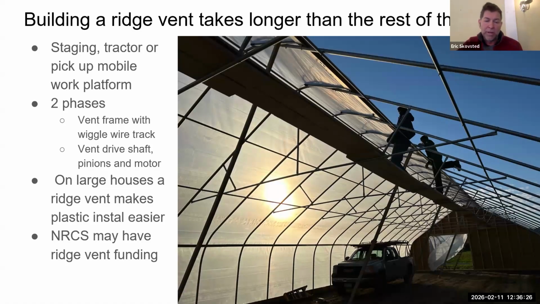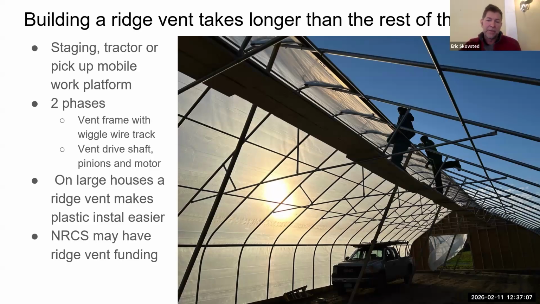Since I built this ridge vent, there was some Inflation Act money through NRCS that they were giving to people for ridge vents and automatic controllers. So that's something you should look into. Basically, if you're curious about building a ridge vent, you have to think about it as 2 phases. The first is you just build the hinge, and you now have a break in your greenhouse plastic. So you're going to need 2 lengths of wiggle wire to accommodate that break in the plastic. And then you'll build that first, and that's where we're at right now.